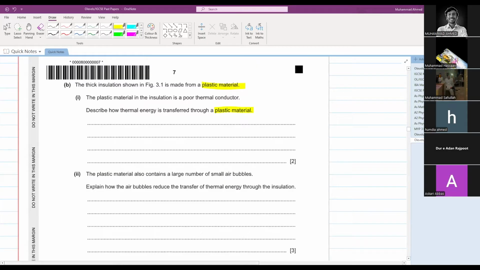Yes, particles vibrate and collide with each other. प्लास्टिक में थर्मल एनर्जी किस तरह ट्रांसफर होती है?